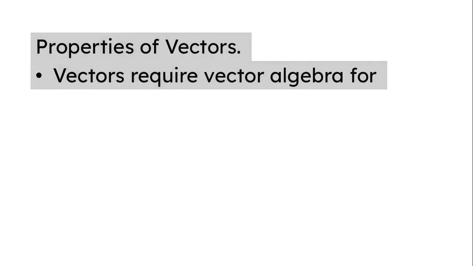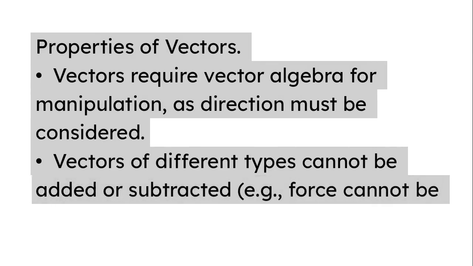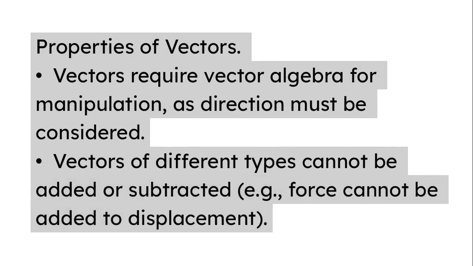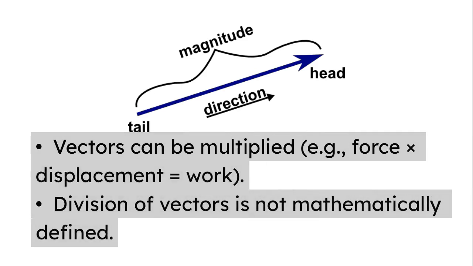Properties of vectors. Vectors require vector algebra for manipulation, as direction must be considered. Vectors of different types cannot be added or subtracted, e.g., force cannot be added to displacement. Vectors can be multiplied, e.g., force times displacement equals work. Division of vectors is not mathematically defined.